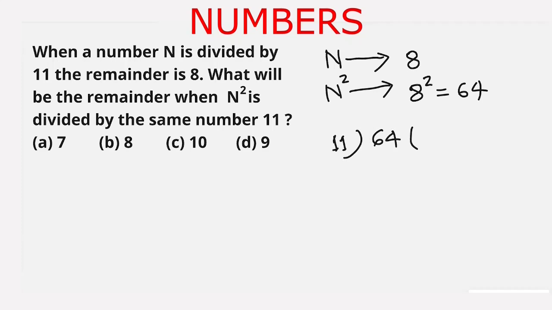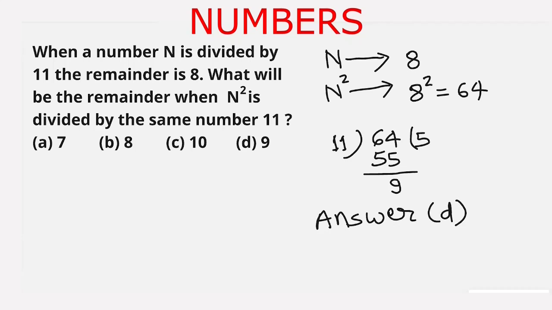And 11 times 5 is 55. And when 55 is subtracted from 64, we get the remainder 9. Hence, when n square is divided by 11, the remainder will be 9. And from the given options, our answer will be option D 9. I hope you have understood the method of solving such type of questions.